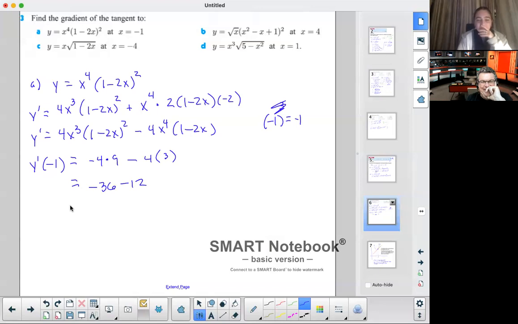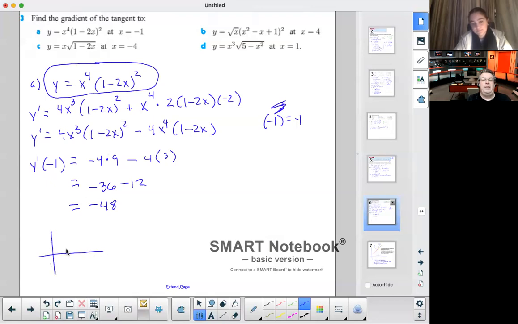-4, yeah, all of that, right. You're under pressure. That means, and I was going to show you the graph of this one, but it's too nasty. That means the slope to this curve, of the tangent line, right, when x equals -1, I don't know, let's just say it's like this, whatever. Is -48. So it's a very, very steep line.